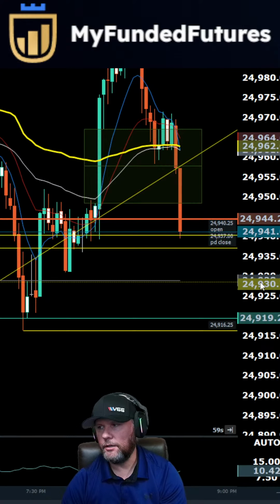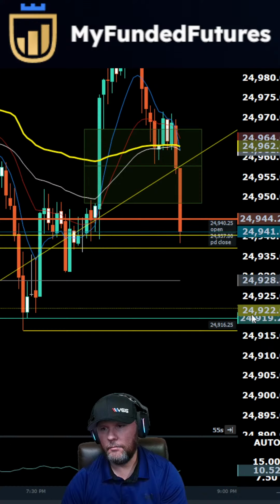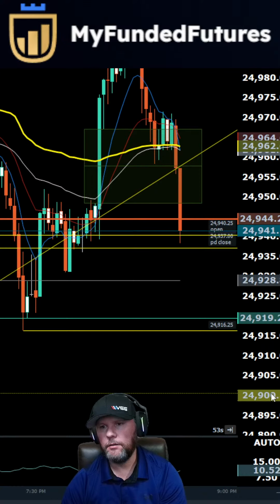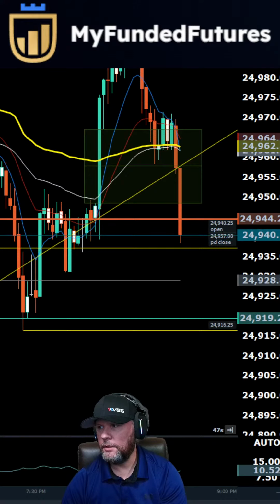That's a good candle there. Come on, keep going. What's going on in the kitchen? 925 could be a good target. Could be a good target. The body of the 5 minute candle, you probably get a little bounce there.